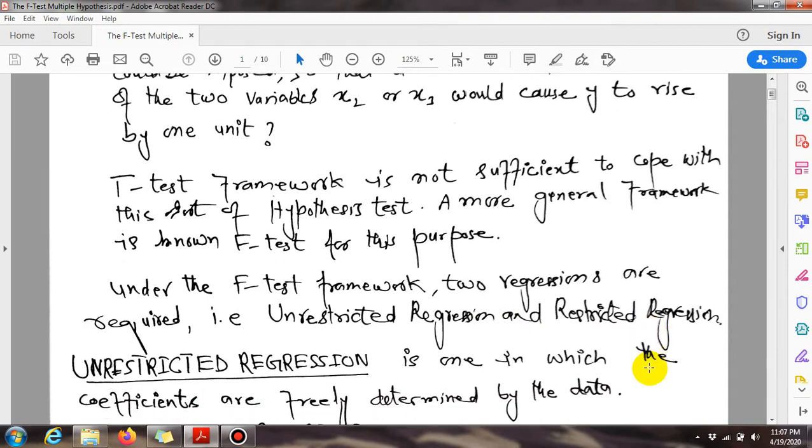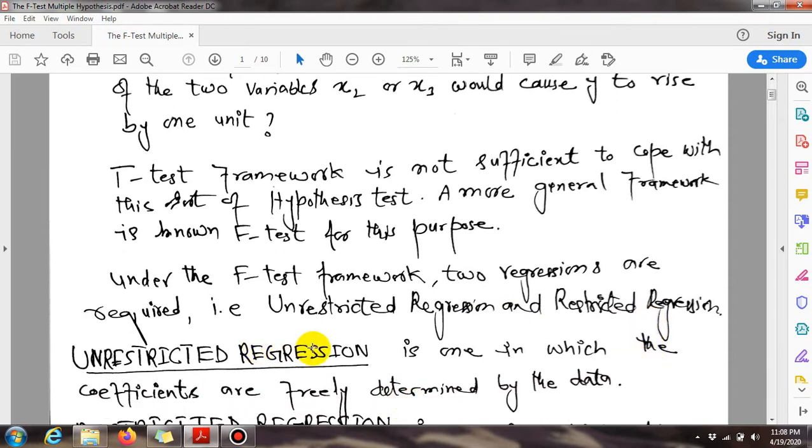So what do you mean by unrestricted regression? While talking about the unrestricted regression, you have data of one dependent variable and two or more independent variables, and find out the betas, and then find out the residual sum of square, and you are not imposing any type of constraint or restriction on your data or on your parameters. So this is called the unrestricted regression.